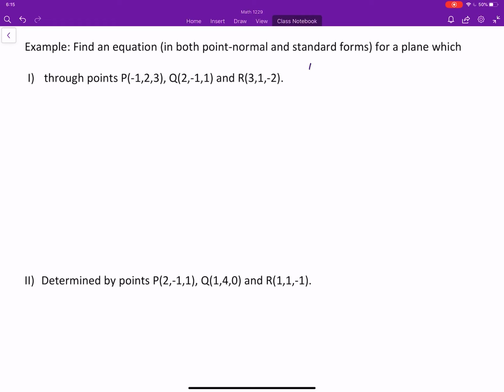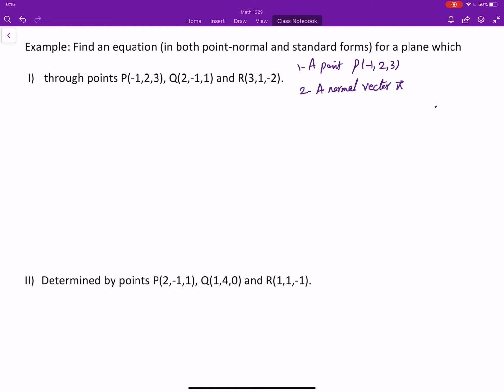I need a point. Well, we can choose P to be that point, and we need a normal vector n. Well, how do we find that normal vector?